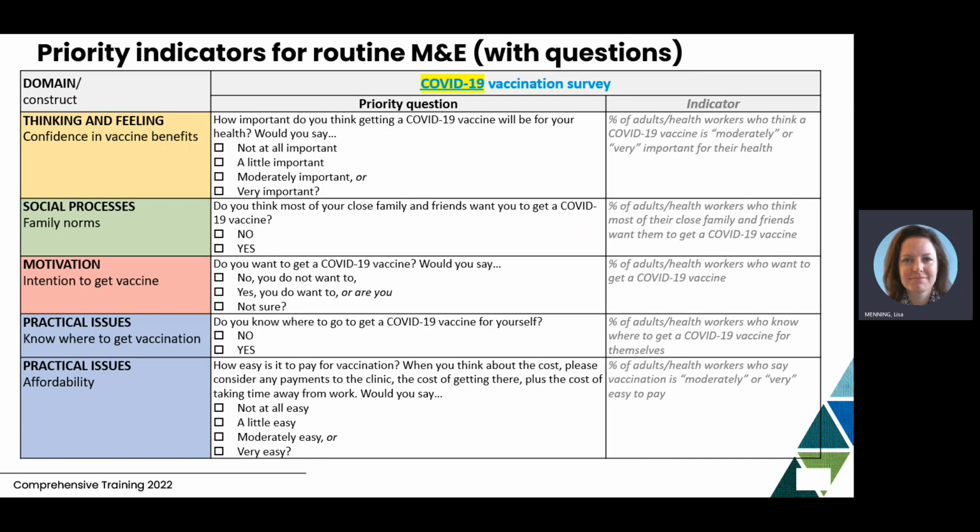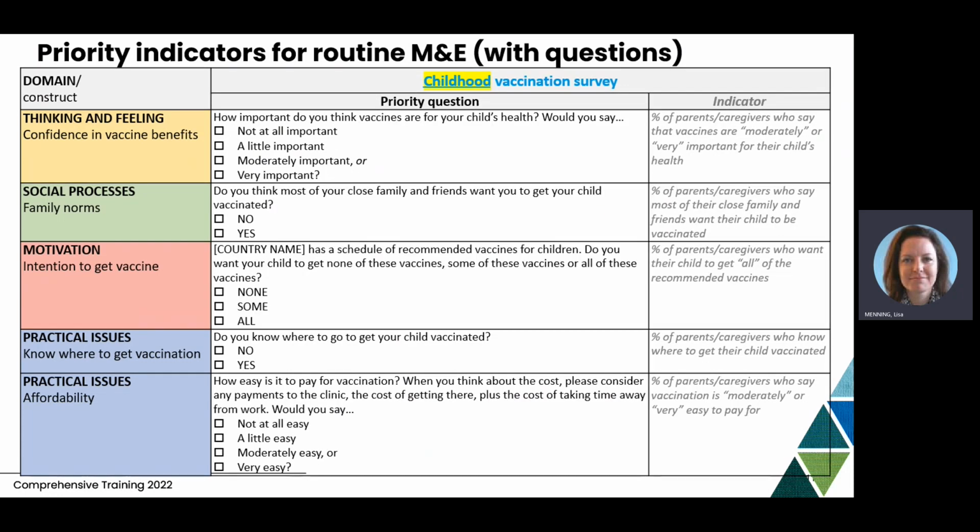And this is just to give you a sense of the simplicity of these questions as well, how easy they should be to ask, how easy they should be to translate as well, and easy to answer for the different respondents. And in the right-hand column here, you can see the corresponding indicators that can be used as part of the reporting and tracking process. We have similar priority indicators here for childhood vaccination as well. Perhaps you can come back to this and see that these are harmonized so that we can also have some comparison between our childhood survey questions and the COVID questions as well.